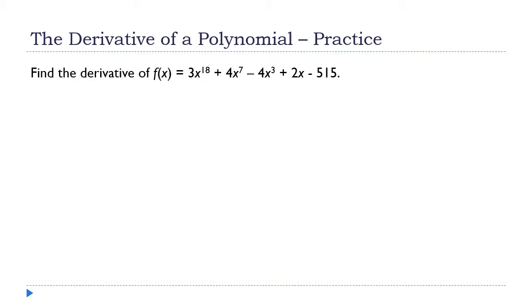All right, so let's see. I want f prime of x. 18 times 3 is 54, x to the 17th, plus 7 times 4 is 28, x to the 6th. Minus 4 times 3 is minus 12x squared, plus 2x to the 0, which is 1, minus 0. And that's it. It really is that fast. So now with these great new tools, we can find the derivative of a polynomial really quickly.